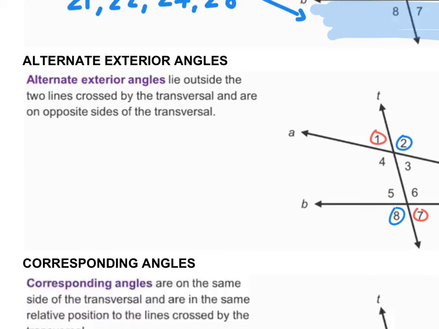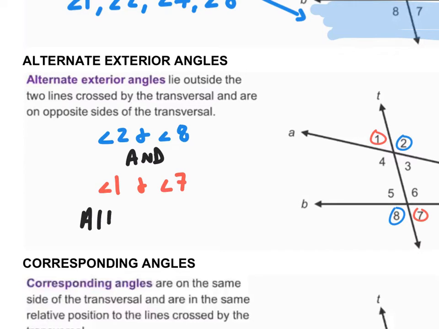So alternate exterior angles, let's list those. So you've got angles 2 and 8 and angles 1 and 7, all right? And these are alternate exterior angles, okay? And that's that.